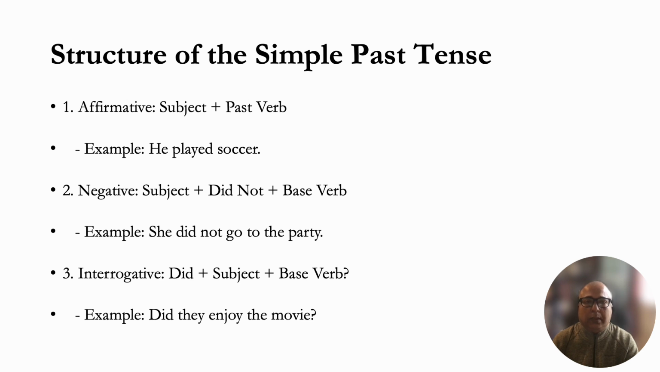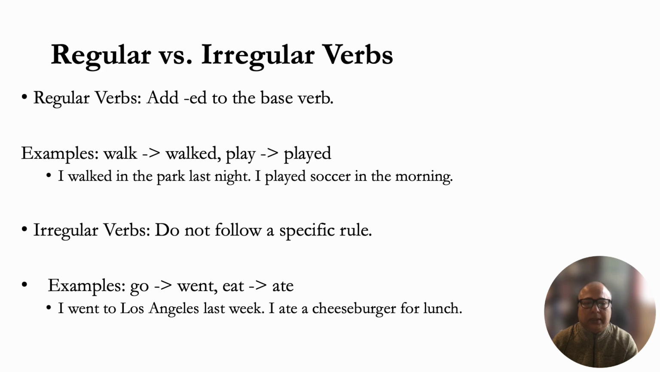So I called my sister last night. I did not call my sister last night. It becomes a negative sentence. She did not go to the party. And if you've taken my lessons on the present verb tenses, for interrogatives, the same formula applies here as well. They enjoyed the movie. Now you're asking a question. Did they enjoy the movie? Right? So we have three different ways of structuring the simple past tense.